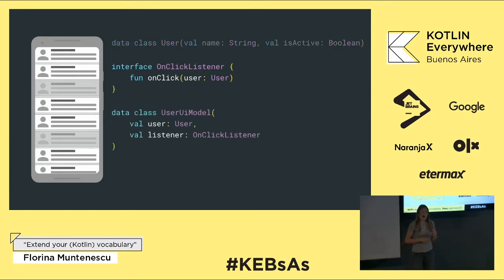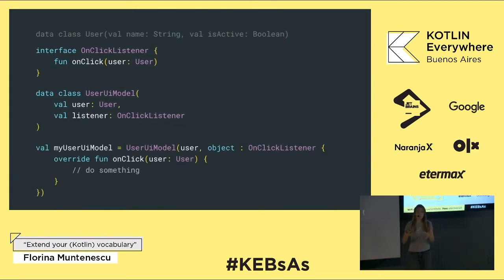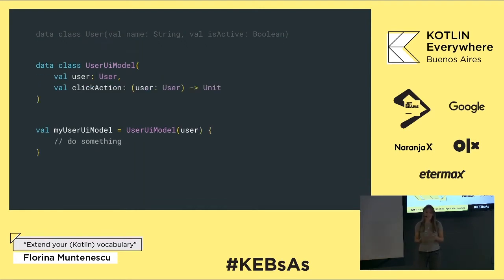Okay. We also want to provide, instead of just providing a list of users, a list of user UI models that has the user, but also that on-click listener. So wherever we're creating this model, we can also handle what happens when we're clicking on the user. So this means that we have to create a user UI model with the user, but also all of this object on-click listener, where we're implementing this on-click listener, and I already got tired just explaining how much code we need to write. So luckily, Kotlin supports functions as a first-class citizen.